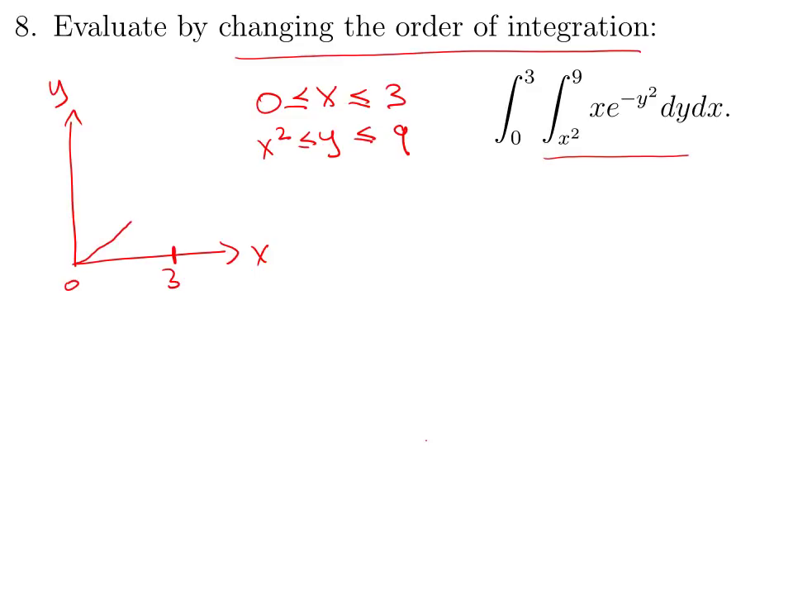So there's a curve y equals x squared like this. And the region we're interested in is this right here. And this point is the point 3, 9. That's a type 1 region.